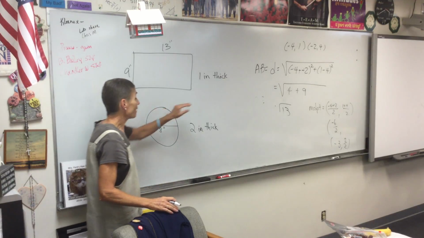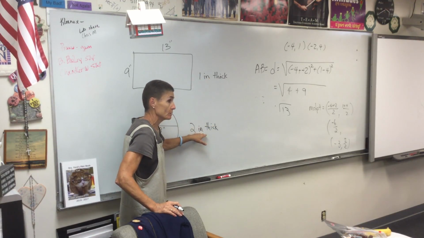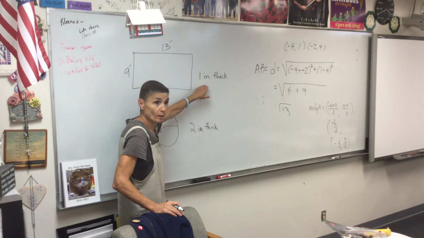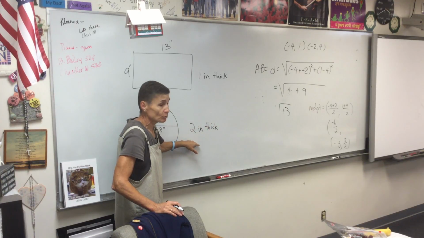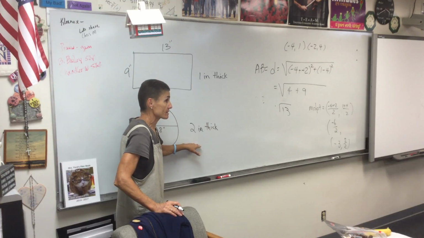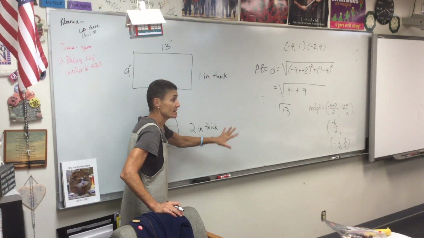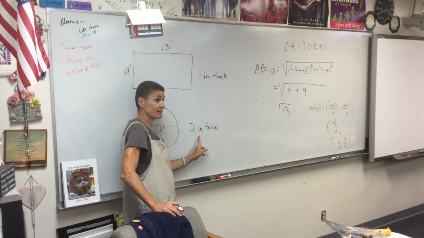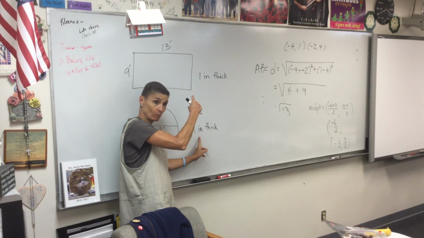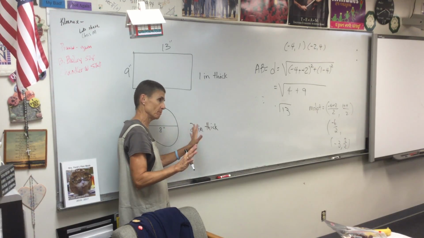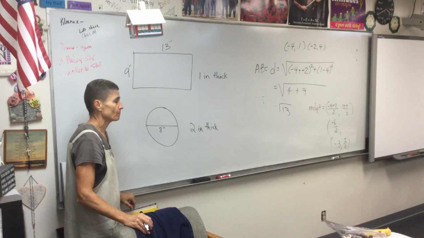Now, you don't have to use 1 and 2. You could use 2 and 4, or 3 and 6. You can use any thickness you want, as long as you make this one twice as much as that one. 1 and 2 are simplest, so I'm just going to use 1 and 2.